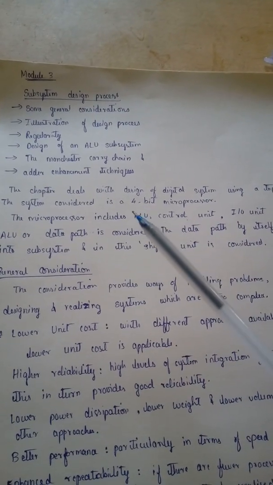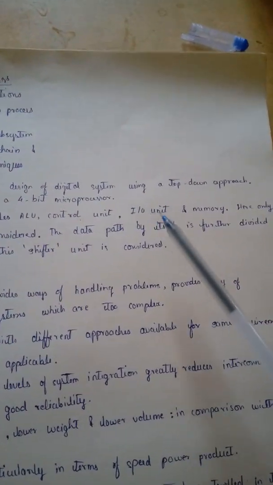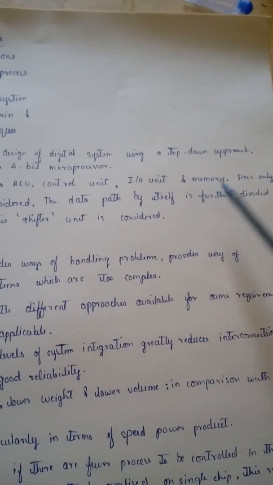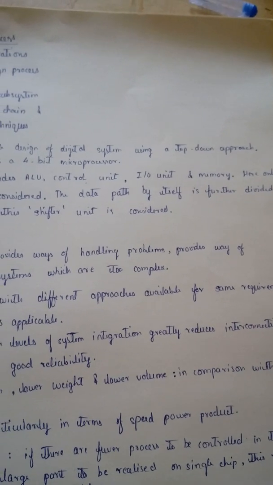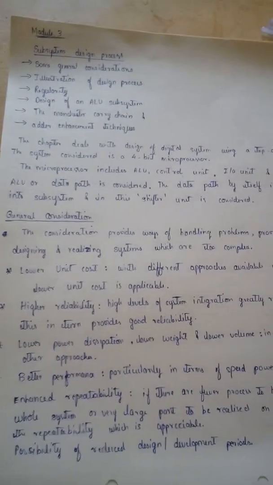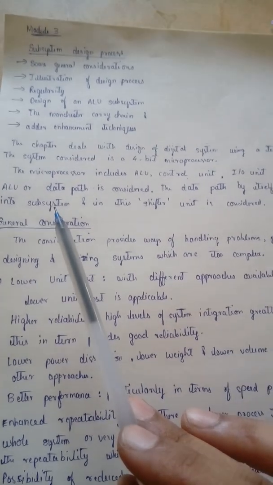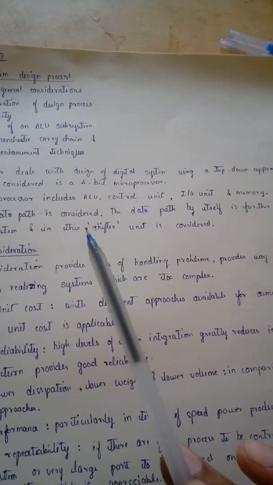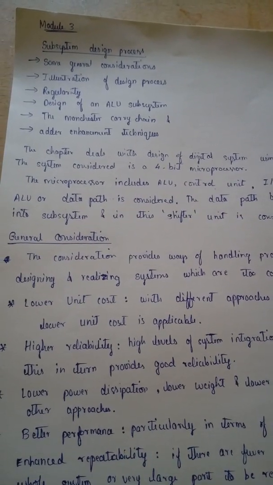So what are the basic components of the microprocessor? It includes the ALU, arithmetic logic unit, and it also needs the control unit. It needs the input and output units. What are the inputs that are needed and what are the outputs that are needed? And memory for storage, so it can store all the things that are needed, right? Here the ALU or data path is considered. The data path by itself is further divided into subsystems. Inside the data path, it is divided into subsystems, and the shifter unit is also considered.